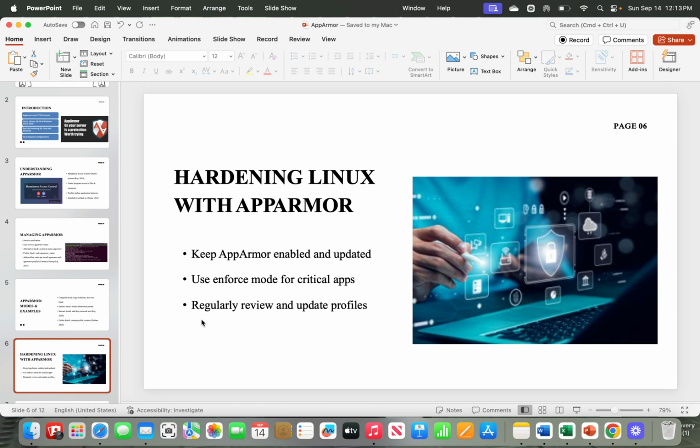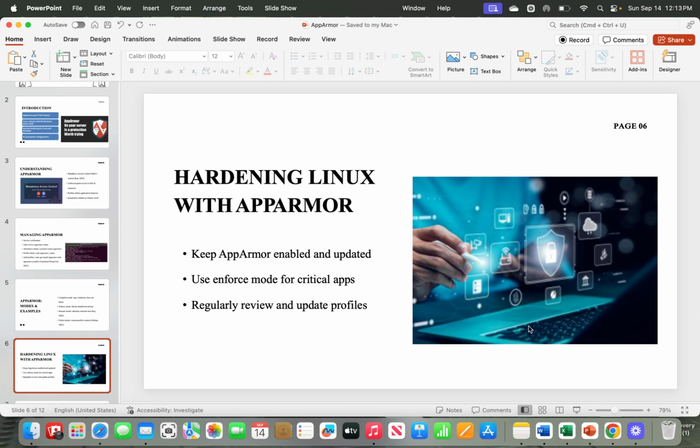Harden Linux with AppArmor. Hardening Linux servers with AppArmor is more than just installing the service. It is first necessary to always ensure that AppArmor is running and up to date with the latest version. It is also useful to consider placing critical applications, including web servers or database services, into enforce mode so they cannot get around defined restrictions.